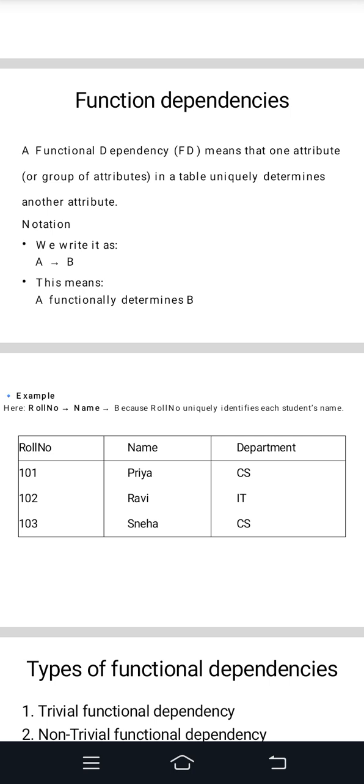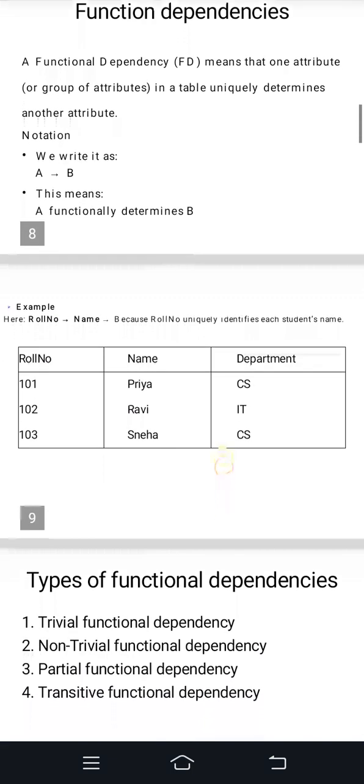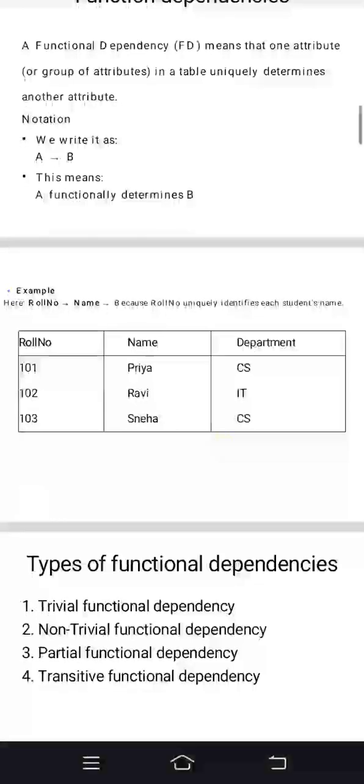Here is functional dependencies. A functional dependency means that one attribute in a table uniquely determines another attribute. We write it as A gives B. This means A functionally determines B.